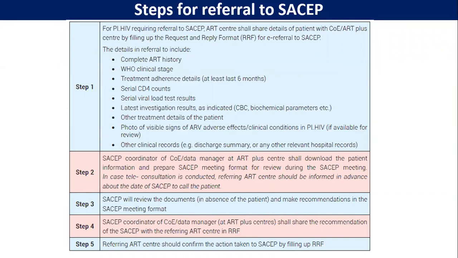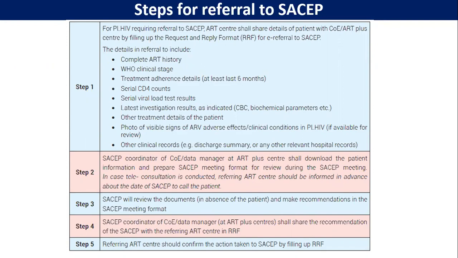The details are: complete ART history, WHO clinical stage, treatment adherence, serial CD4 count, serial viral load test, and latest investigation results as indicated, that is CBC, biochemical parameters, etc. Other treatment details of the patient, photos of visible signs of ARV adverse effects and clinical conditions in PLHIV, if available, for review. Other clinical records, for example, discharge summary or any other relevant hospital records.